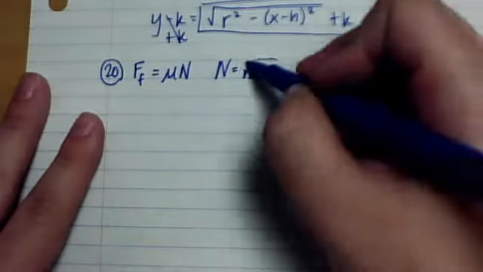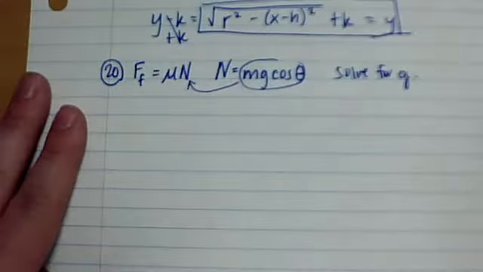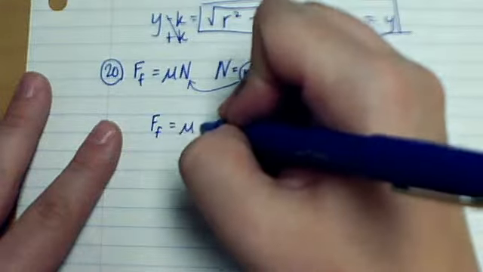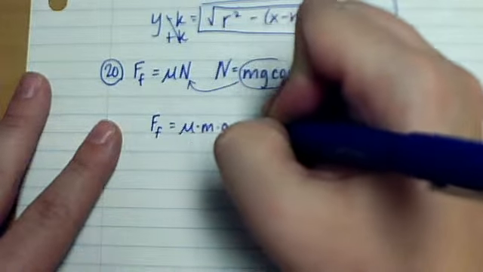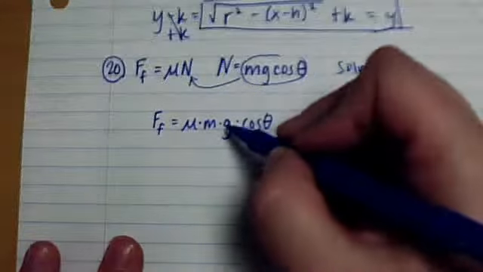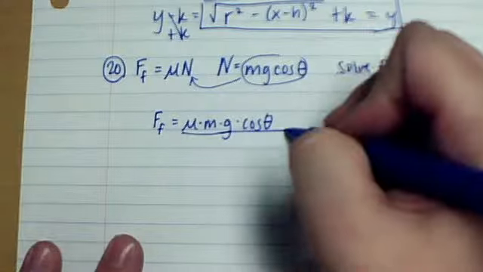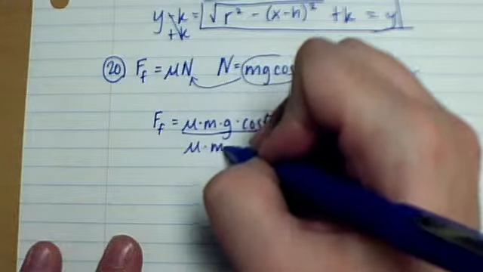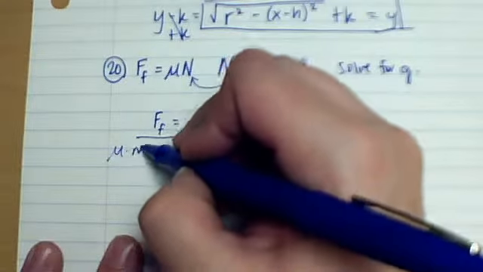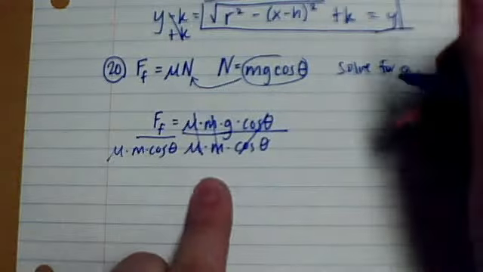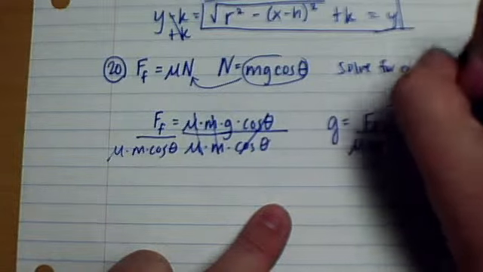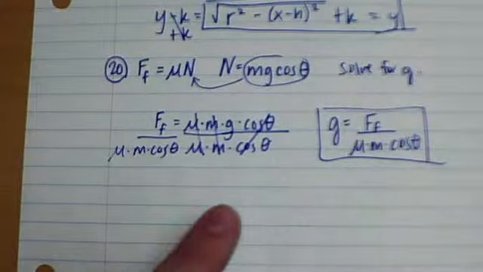So basically I'm going to take this and plug it in for N so that I can only have one equation to deal with. So I have F_f equal to mu times m times g times cosine theta. Okay, now to isolate g, that's right here, I want to get rid of the mu, m, and cosine theta, so I'm going to divide by each of those. Same on this side. So once I do that, I'm able to get g equal to F_f over (mu times m times cosine theta), and that would be your answer.